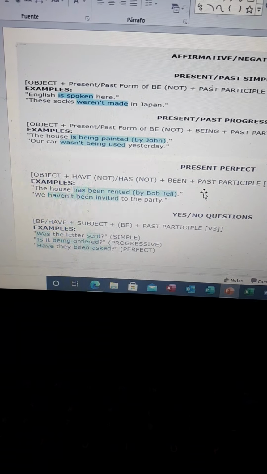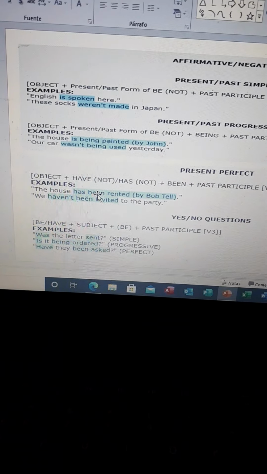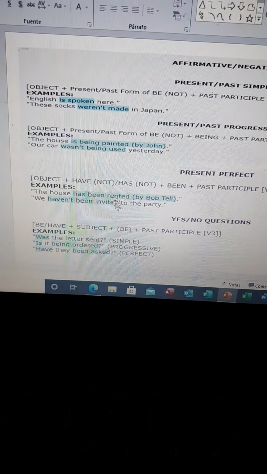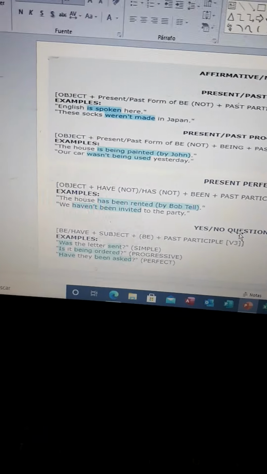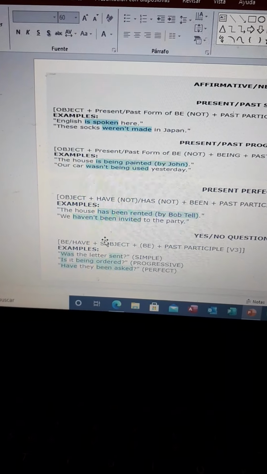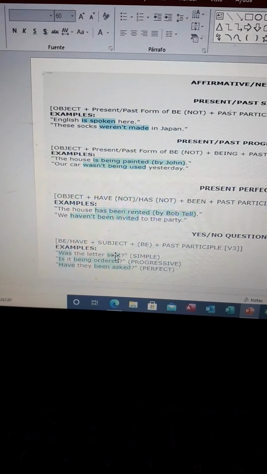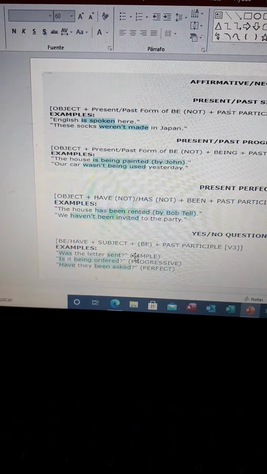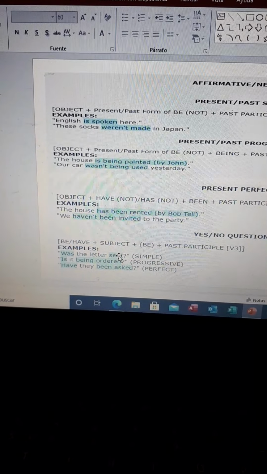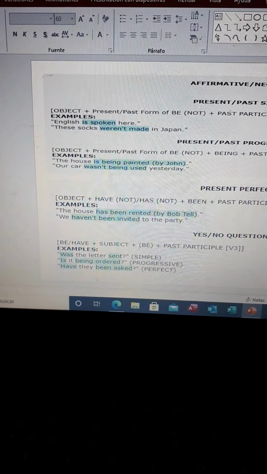With present perfect, we remember that we are going to use what, I'm sorry, have or has, but the verb to be has to be in past participle, okay? And also the main action, okay? If it is a question, remember that we begin with the auxiliary was or were or is or are or have or has, okay? Then the pronoun, the name of the subject, and then the action in past participle, okay? In the simple tense, in past simple, was the letter sent. In progressive, is it being ordered? In present perfect, have they been asked, okay?